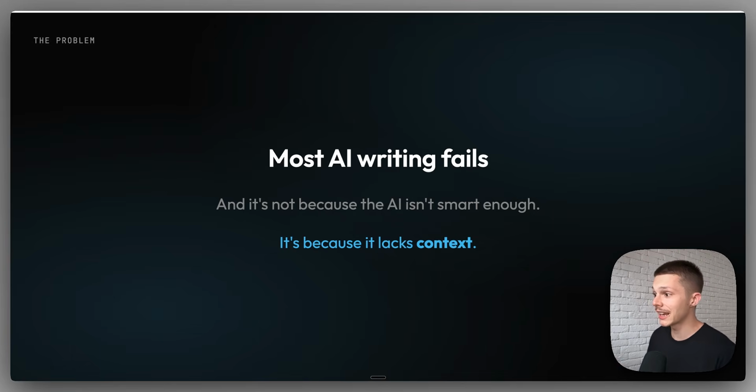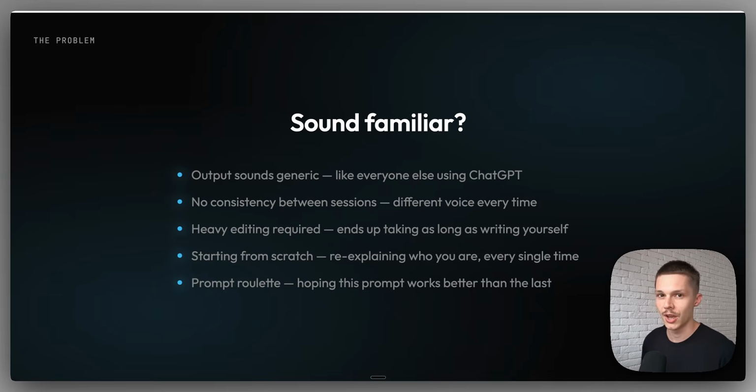But all right. So most AI writing fails, and it's not because the AI isn't smart enough, it's because it lacks context. If you're using a simple prompt for everything, that's why your AI is going to fail, not because it's not capable. A lot of people talk a lot about how AI can't do this, can't do that. They just don't know how to use it correctly.